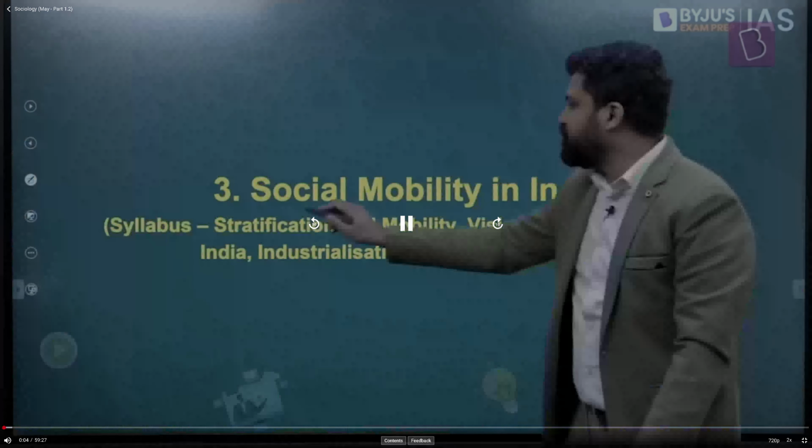And they have looked at different socio-economic groups as well. For example, what is happening among scheduled castes? What is happening among scheduled tribes? What is happening among the forward castes? What is happening among the OBCs? Whether upward mobility has increased or not.